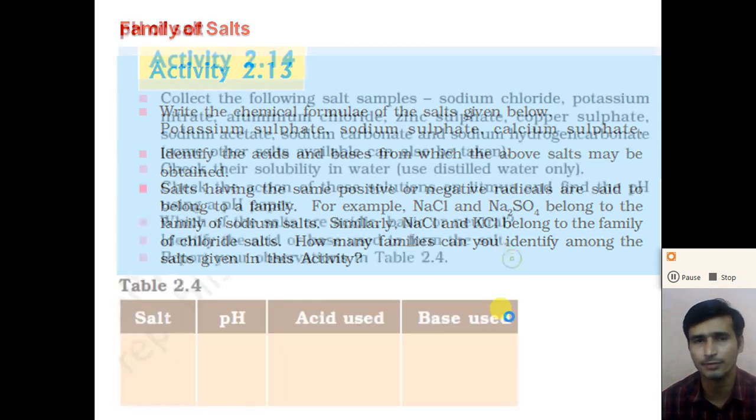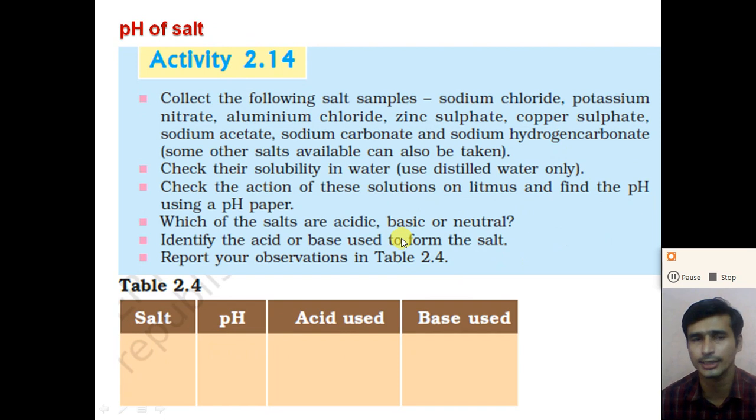Now let us perform another activity to understand more about salt, or we can say the pH of the salt. Yes, the pH of an acid is between 0 and 7, the pH of a base is between 7 and 14, and the pH of a neutral solution is 7. So what is the pH of the salt? Salts are obtained from an acid and a base. When the acid and base react with each other, the salt is formed, right? So we can find whether the pH of the salt is acidic or lies in the basic range, right?